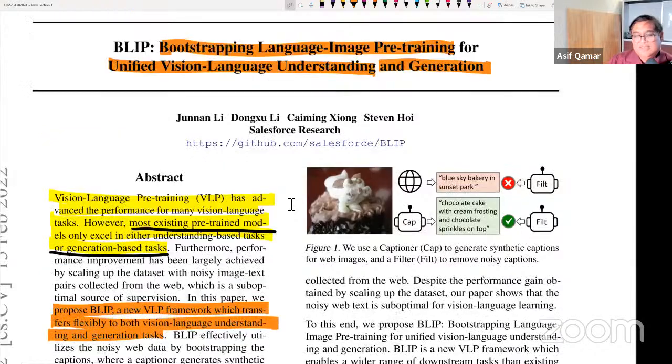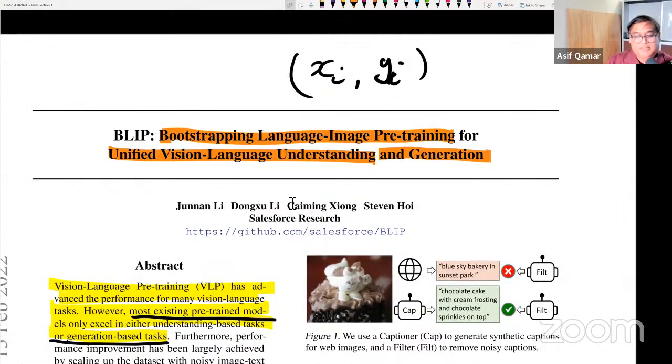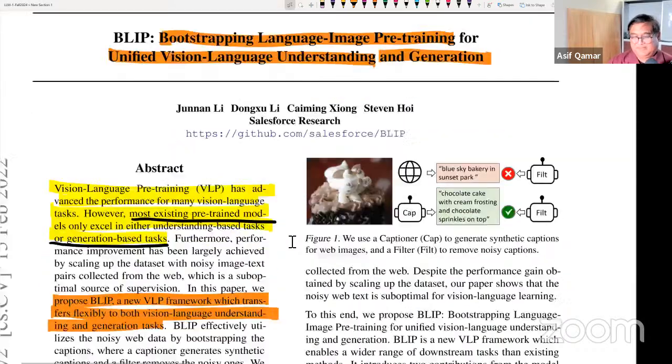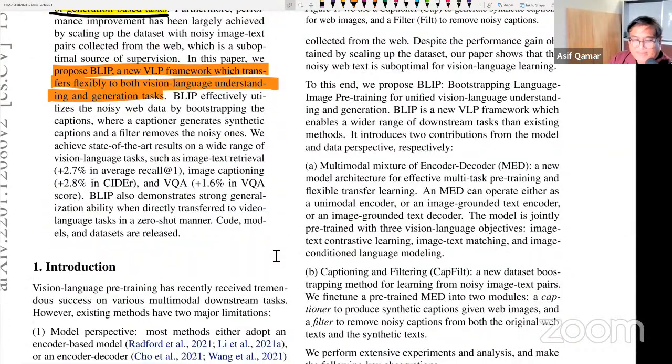And guys, did we understand the root of the word bootstrapping here? Because it learns from noisy images and then goes back and fixes it. Noisy image captions and fixes it. Bootstraps it. It has a captioner and a filter. The two contributions are captioner and a filter. Removes the noisy ones. We achieve state-of-the-art results on a wide range of vision tasks, such as image text retrieval. This is a search bot. Remember, retrieval is a search, right? Recall at one. Image captioning, again, it beats the state-of-the-art by 2.8%.